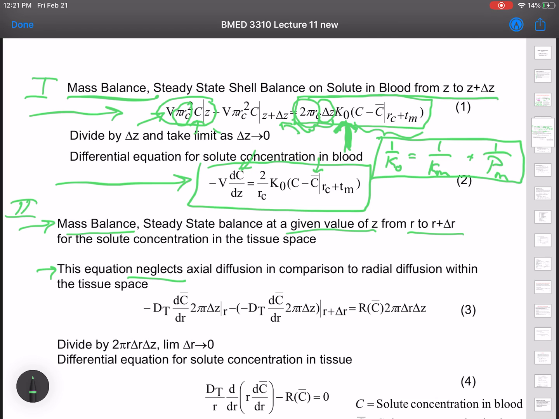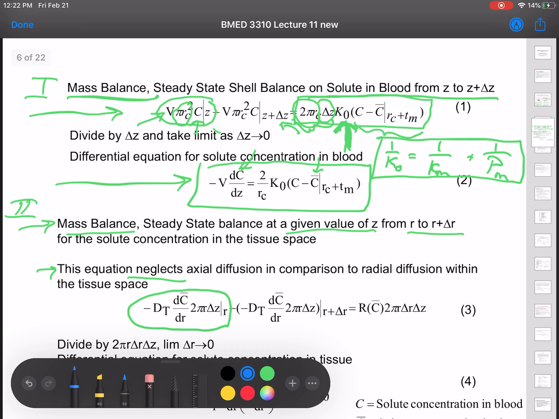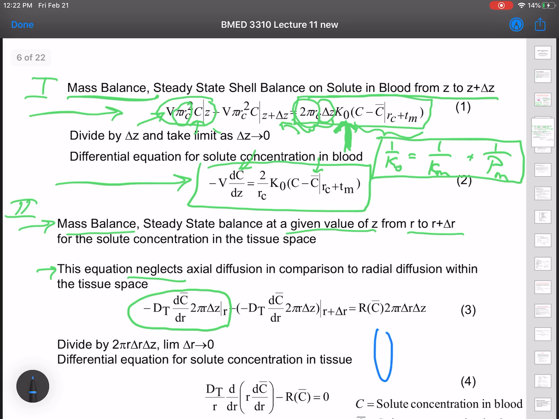Okay, so now we have a little shell. First, let's imagine our shell. It's at some axial distance Z, and it's at radius R within the tissue. And it is going all the way around, so its perimeter is 2 pi R. It's a cylinder. It is, but not this cylinder.